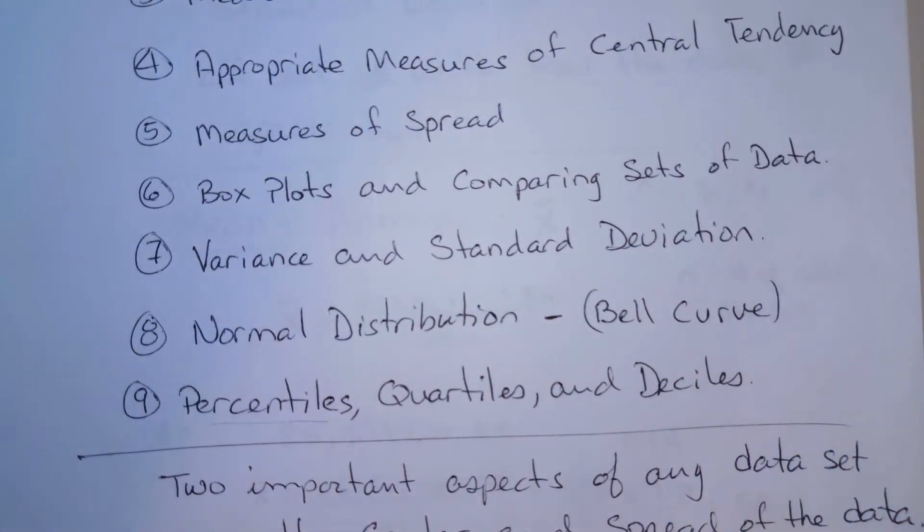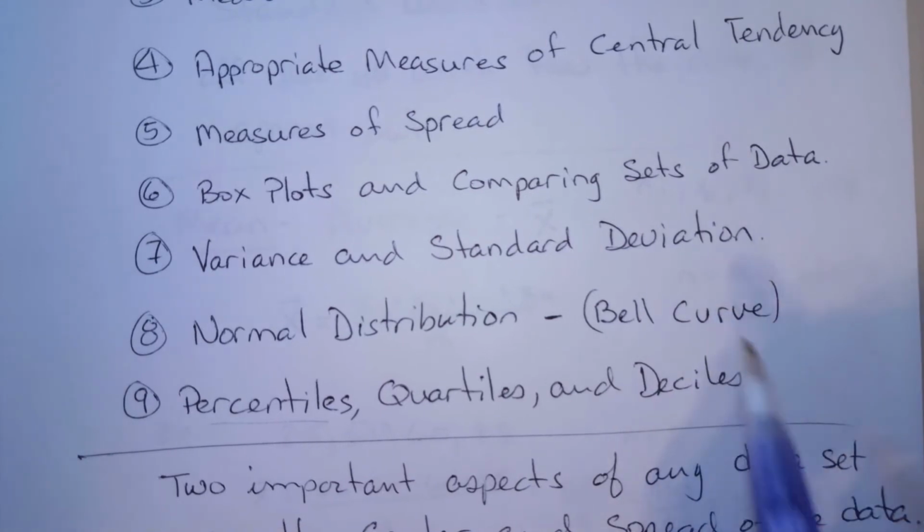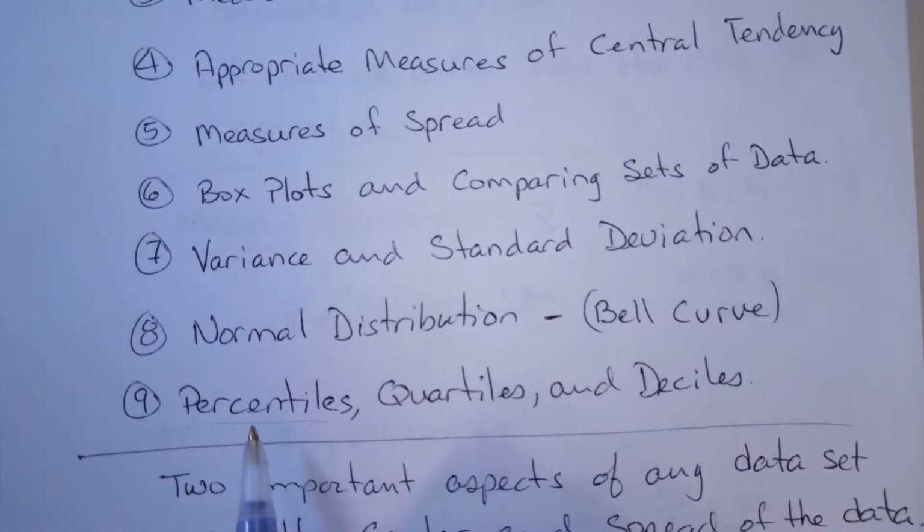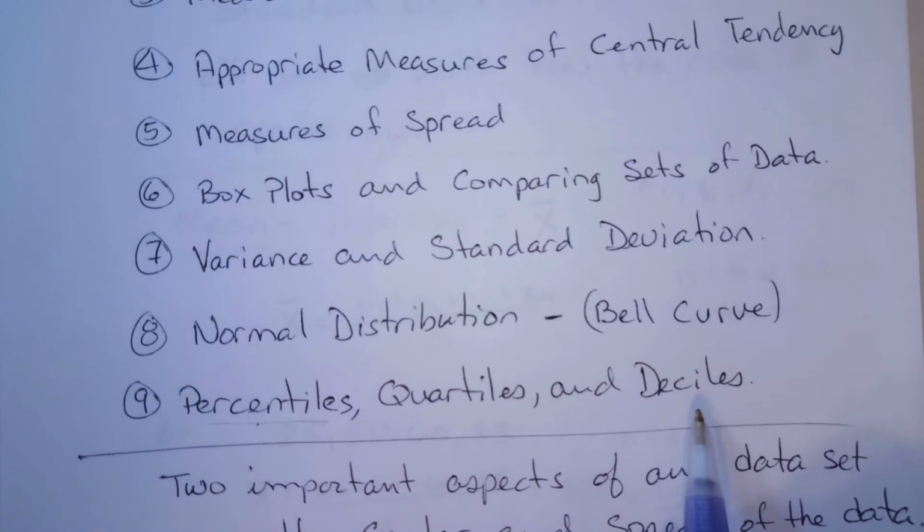Remember, not everything can be described by the mean, median, mode. Then we're going to look at normal distributions. Whenever you hear normal distribution, you're talking about a bell curve. Lastly, we're going to end up talking about percentiles, quartiles, and deciles. For example, when you took the SAT test, your grade was given to you as a percentile. And we'll discuss what that means.